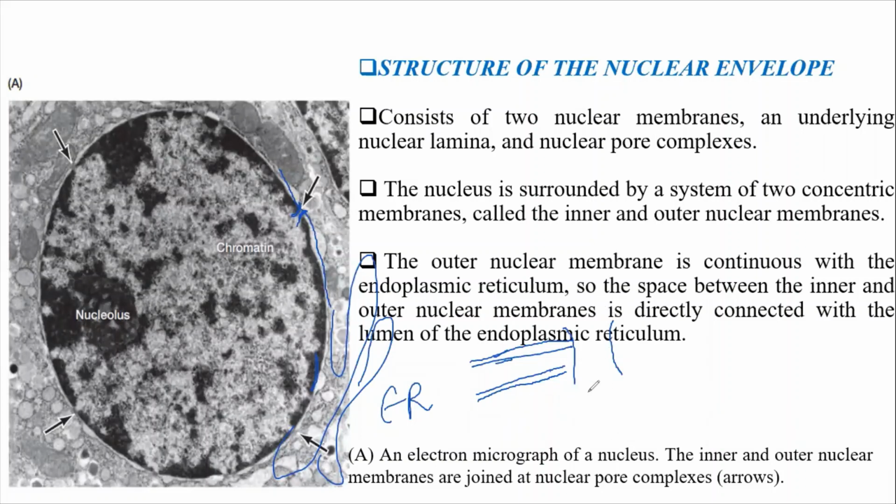Okay, yeah. So the outer membrane is continuous with the ER. So the space between the inner and the outer is directly connected with the lumen of the ER. Now, why is this important? This point is important because when an mRNA is synthesized in the nucleus and is going to be translated, if that mRNA is meant to be a membrane protein, it will directly go to the bound ribosomes on the ER. Are you getting it?